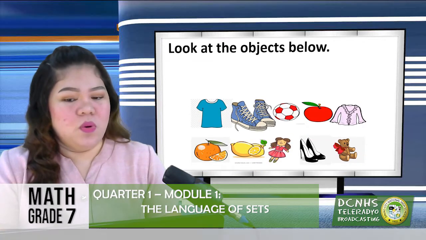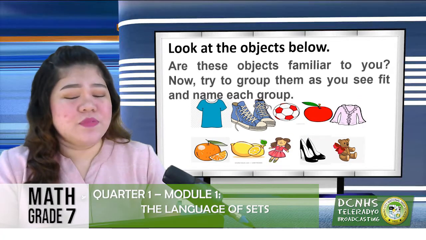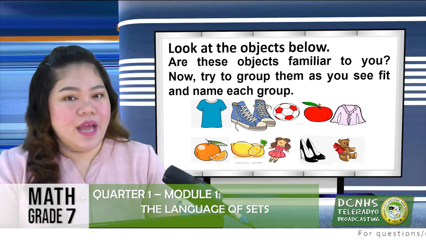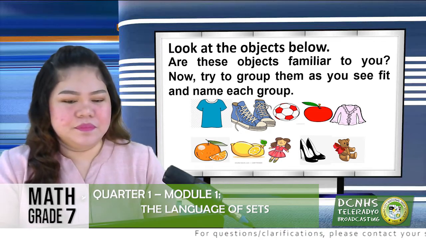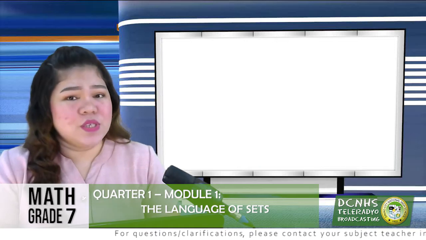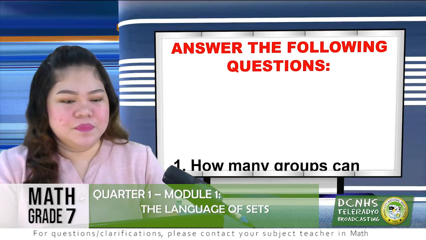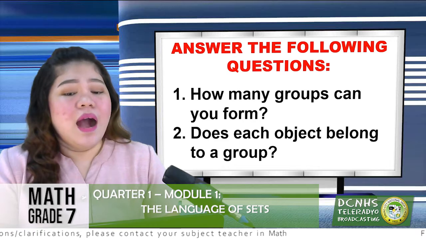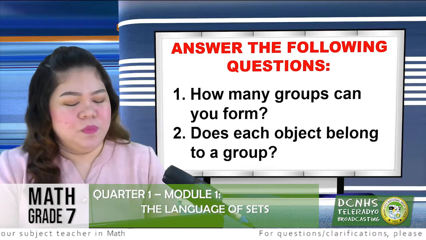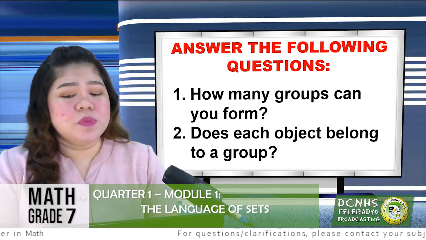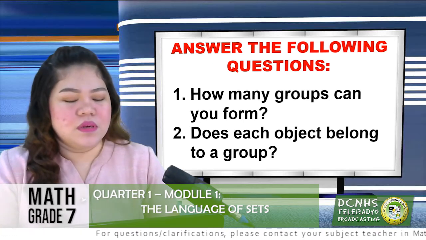Now, let us study by looking at the objects on the screen. Look at the objects below. Are these objects familiar to you? Now, try to group them according to their kind. Let us try to answer the following question. For number 1, how many groups can you form? There are 6 groups. Some possible groups you can form are as follows.